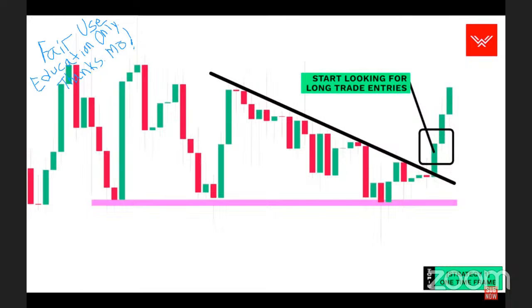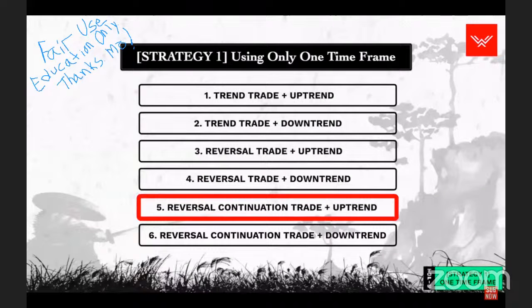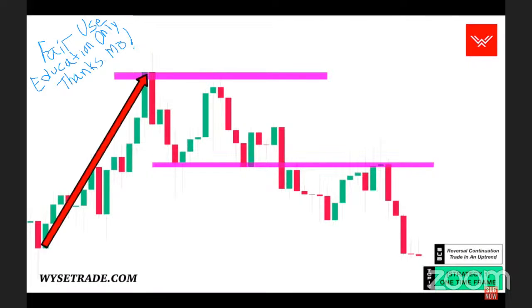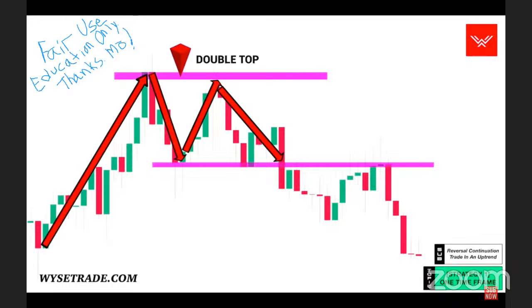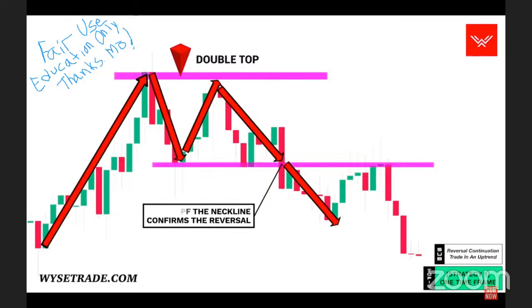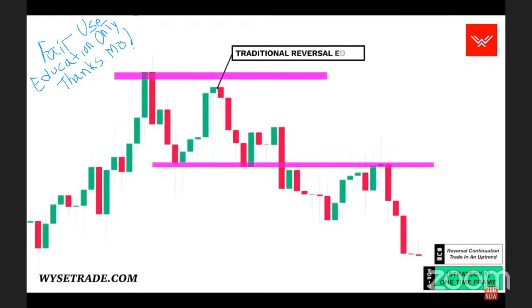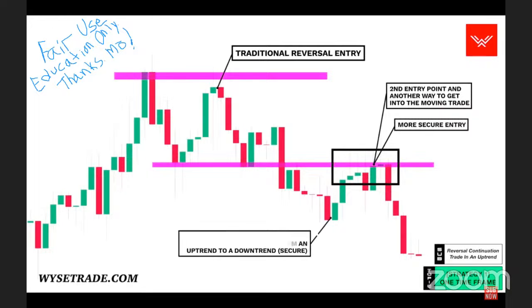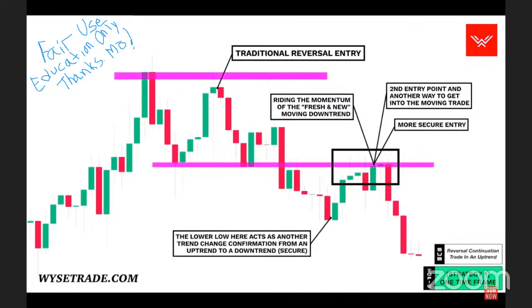So next, a reversal continuation trade in an uptrend. Here's the anatomy of the variation. Now on the charts, you first had your moving uptrend before a double top formed, followed by a break of the neckline, confirming the reversal from an uptrend to a downtrend. So your traditional reversal entry took place up here, but this second entry here acts as another way to get into the reversal trade and is a more secure way to do so because price has already formed the lower low here and you would be riding the momentum of the fresh trend change.